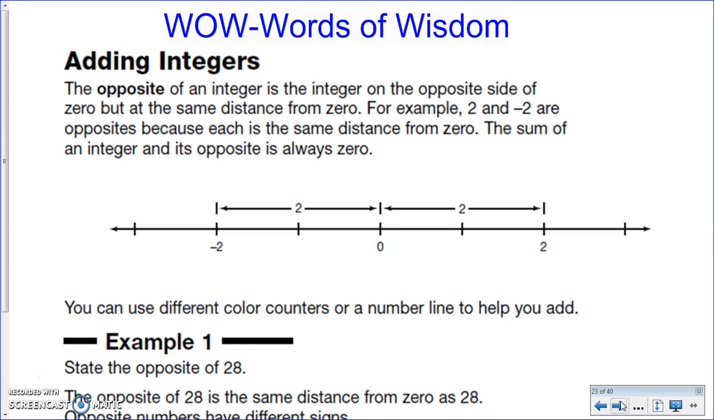Adding integers. The opposite of an integer is the integer on the opposite side of 0 but the same distance away from 0. For example, 2 and -2 are opposites because each is the same distance from 0. The sum of an integer and its opposite is always 0. That's the additive inverse property that we're familiar with. You can use different colored counters or a number line to help you when working with adding integers.